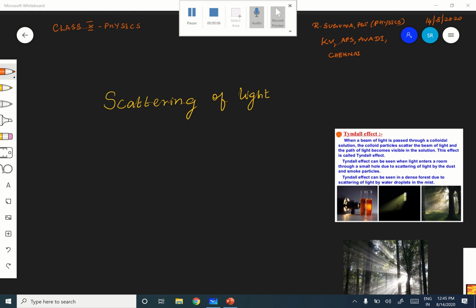Today we are going to see a very important topic, that is scattering of light. In particular, we are going to see atmospheric scattering today. Okay, now to start with, what is scattering of light? Actually, scattering basically represents the change in the direction of light. Change in the direction of light.